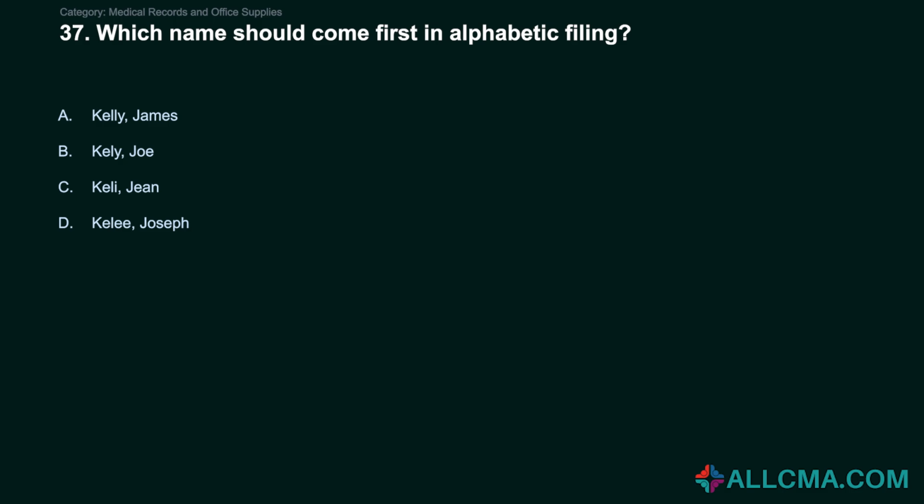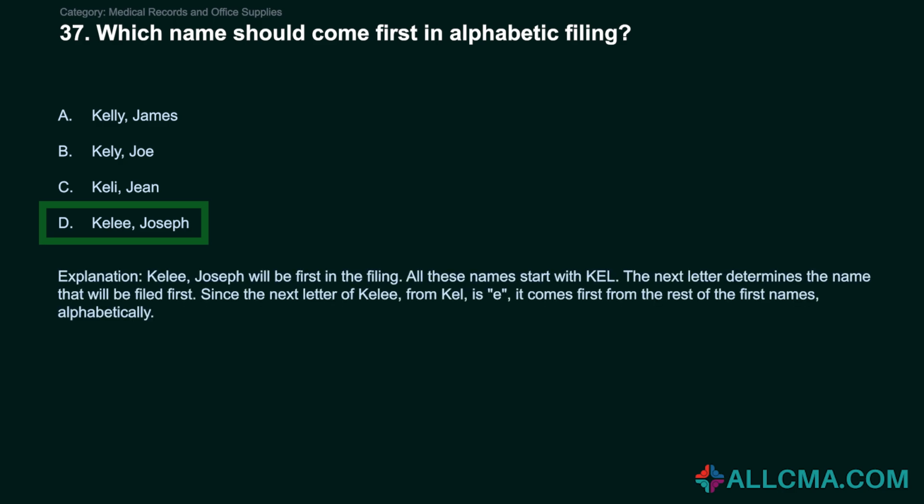37. Which name should come first in alphabetic filing? A. Kelly, James. B. Coley, Joe. C. Kelly, Jean. D. Coley, Joseph. Correct answer, D. Coley, Joseph. Coley, Joseph will be first in the filing. All these names start with KEL. The next letter determines the name that will be filed first. Since the next letter of Coley, from Kel, is E, it comes first from the rest of the first names, alphabetically.